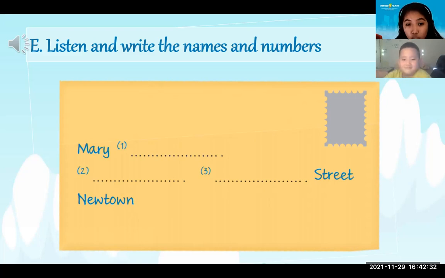Okay, so what is Mary's family name? Door. Can you spell door? I don't know. Okay, so this is D-O-O-R. D-O-O-R. Yes, okay, so let's listen to number 2.